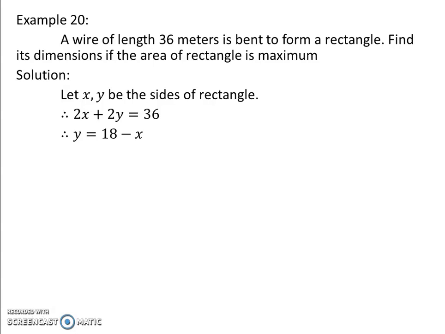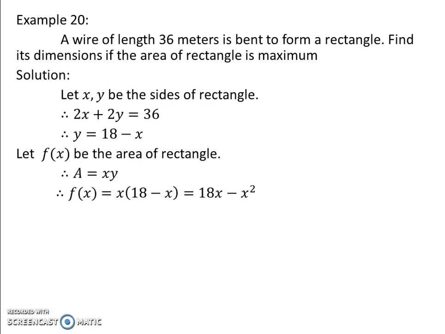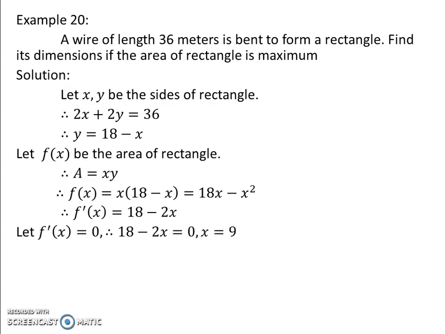We know that area of rectangle is length into breadth, or we can say base into height. So one side is x, other side is y. Therefore area is x into y. Therefore f of x equal to x into (18 minus x), because y is 18 minus x. Simplifying, we get 18x minus x square. Therefore f dash of x equal to 18 minus 2x. Let f dash of x equal to 0. Therefore x equal to 9 is your stationary value of f of x.